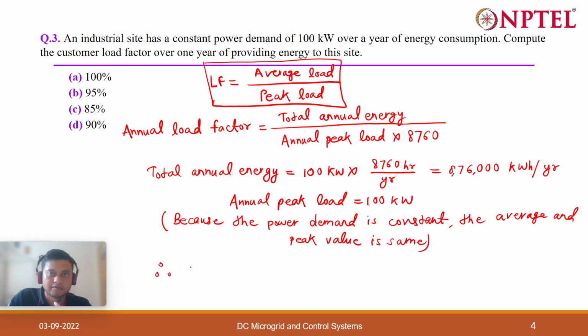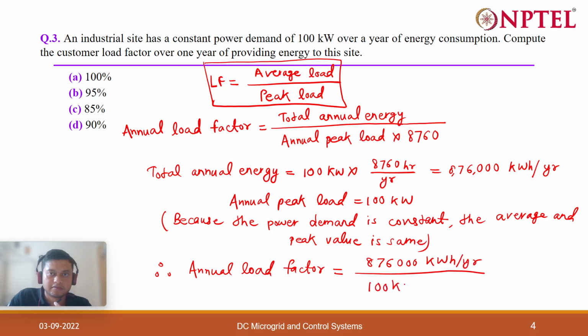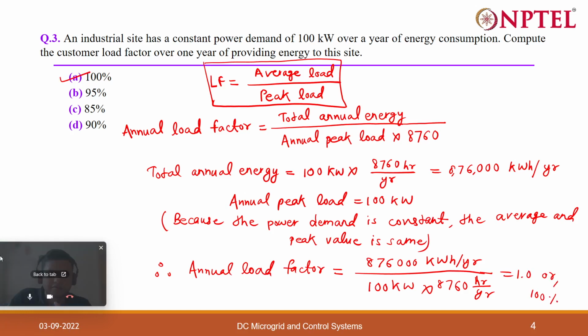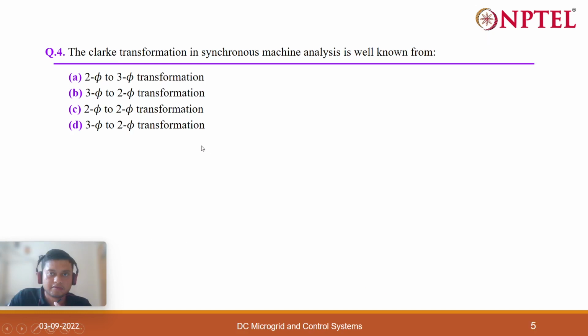So you can write the annual load factor as 876,000 kilowatt hour per year divided by 100 kilowatt into 8760 hours per year. So it comes out to be 1.0, or you can say 100%. So the correct answer will be A. Chandan has given the correct answer. Now let us see the next problem.